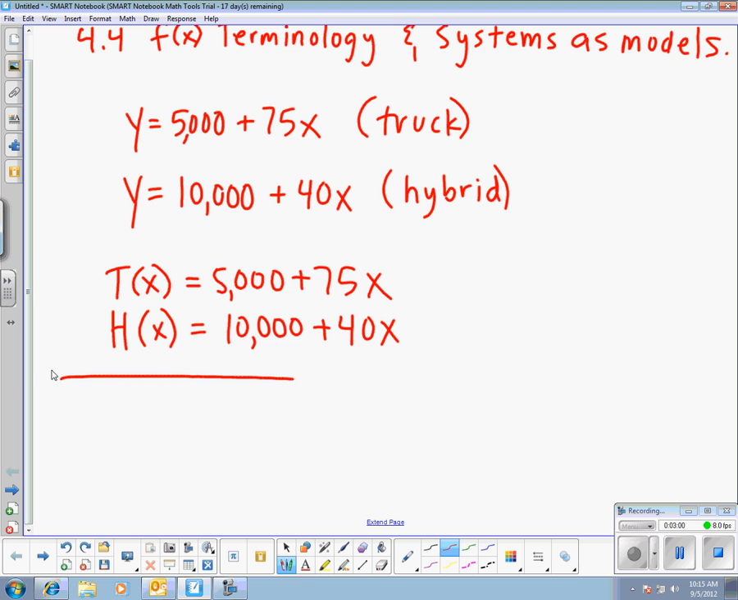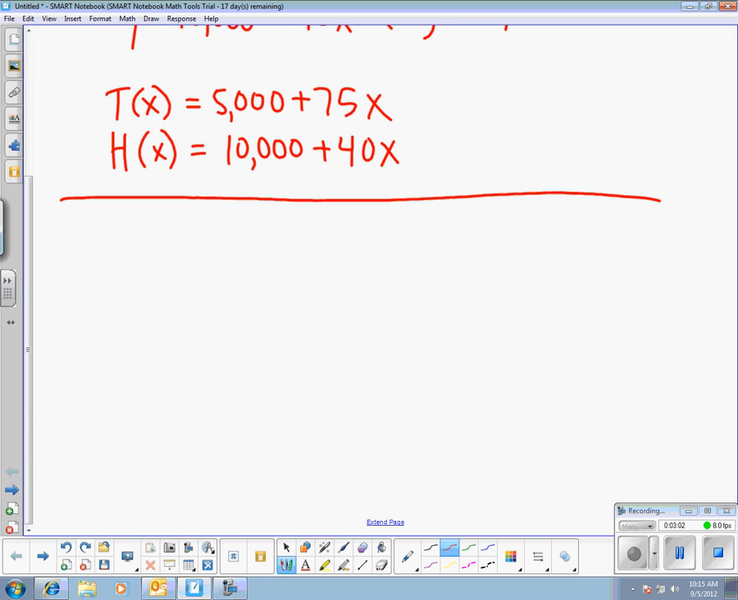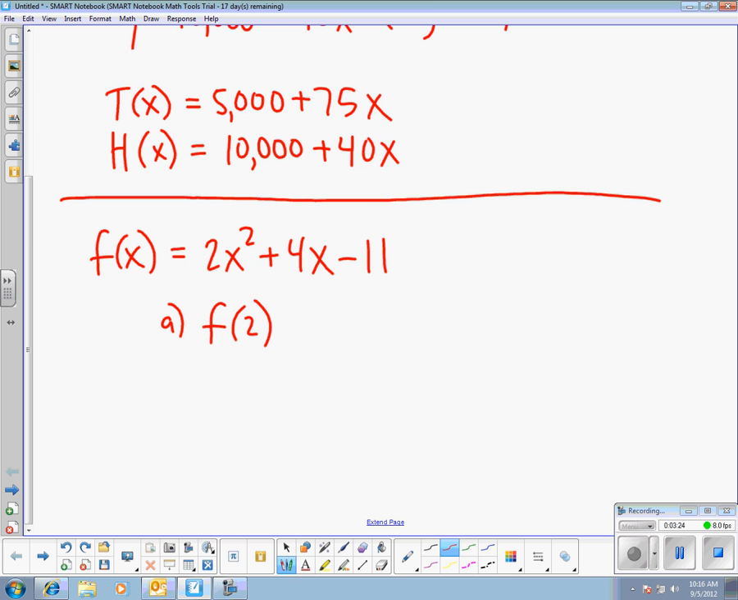Let's just do a couple problems. You'll probably get problems that look something like this. I'll just give you a function, f of x equals 2x squared plus 4x minus 11. And then the question will be something like, what is f of 2? So f of 2 just means plug 2 in for x. It's simpler than saying what does y equal when x equals 2. F of 2 is a faster way to say it.